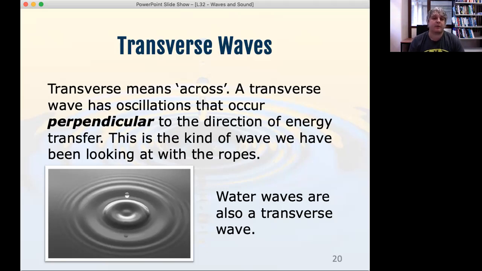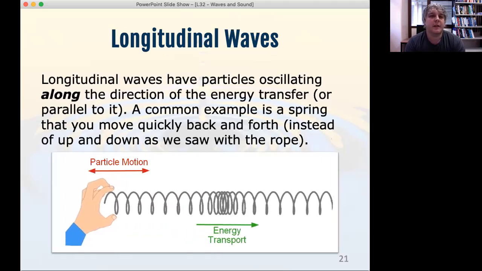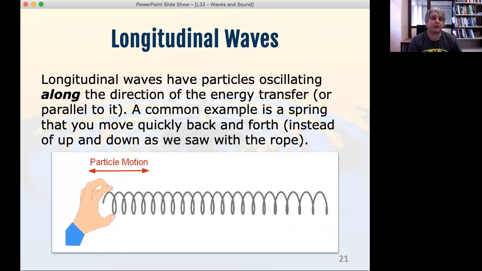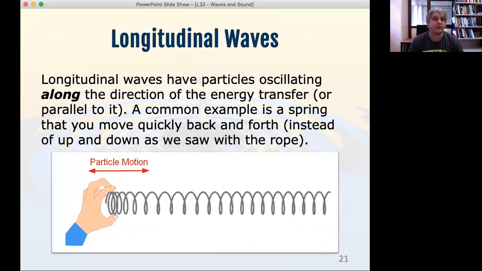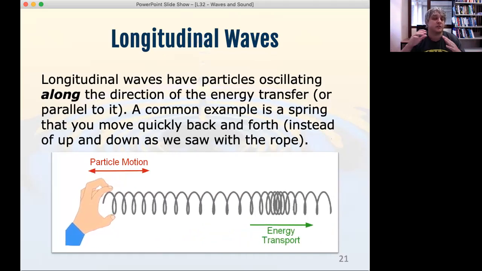It's also what happens with water waves. The energy travels across the surface of the water horizontally, and the waves travel vertically, right? The wave motion is vertical. So the wave travels horizontally, the particles of the medium travel vertically. So that was transverse, where the particle motion is perpendicular to the wave motion.